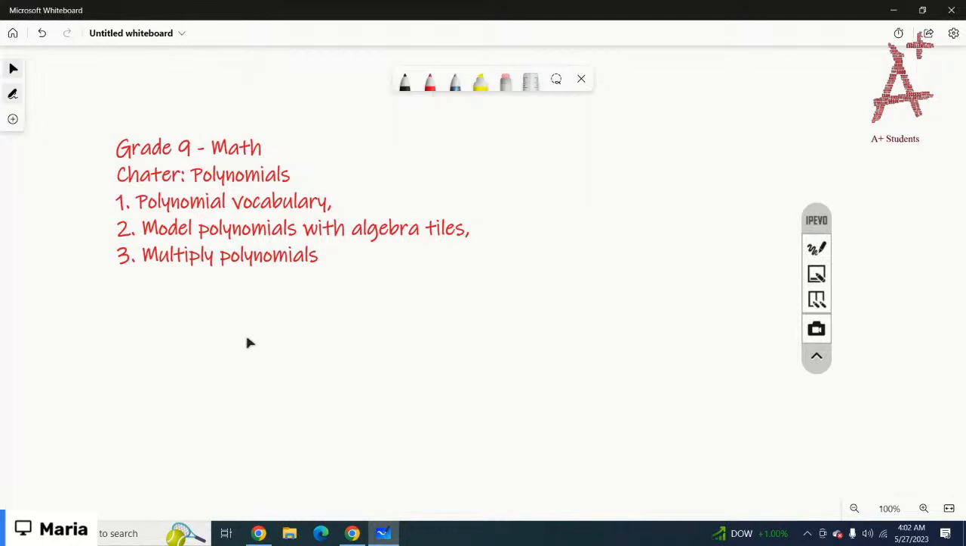We're going to start with grade 9 maths. You can find all the lessons on aplusstudents.com. You have to log in there using your email address and password. Then select math from the subject tab. Scroll down to grade 9 and then click on view all lessons.